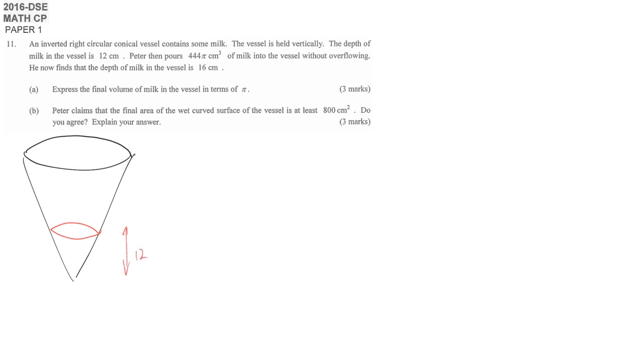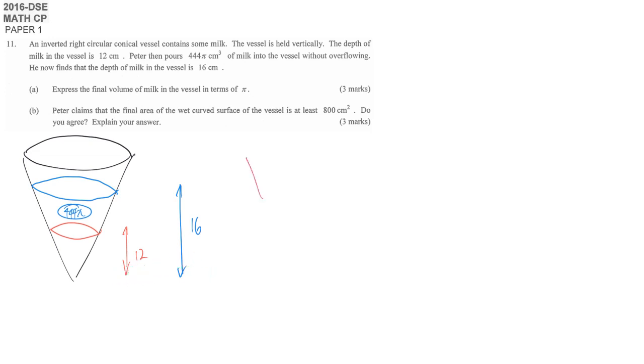After that, Peter put some more milk inside, so it has become more. And this region, the volume is 444 pi cm cube. And now the total height is 60 now. And then we are going to express the volume of milk in terms of pi. It's definitely a question that asks you to apply the volume ratio by the given length ratio.